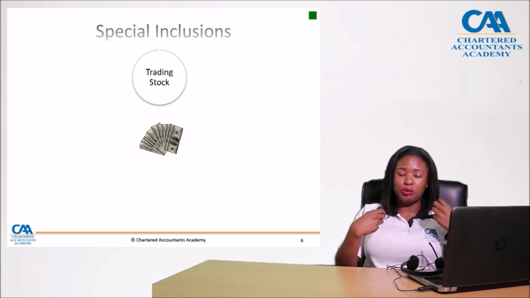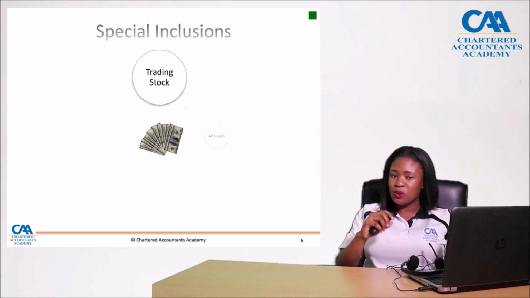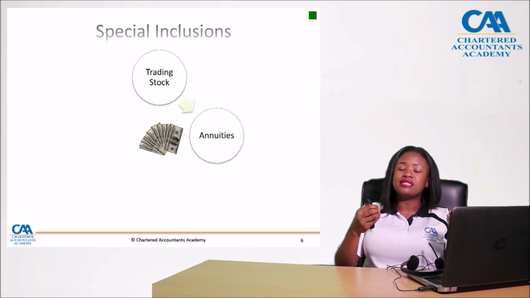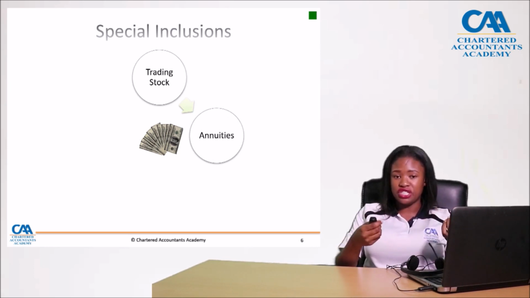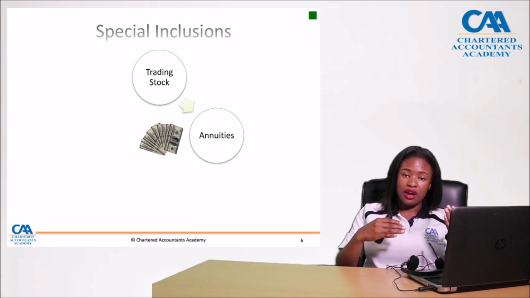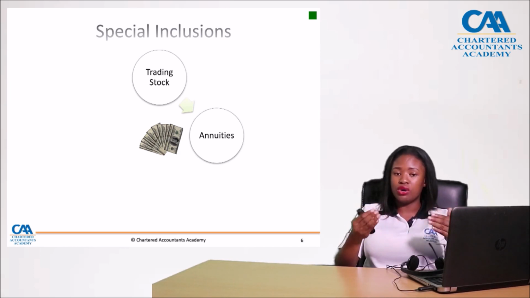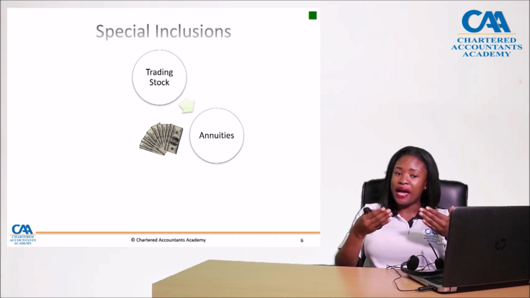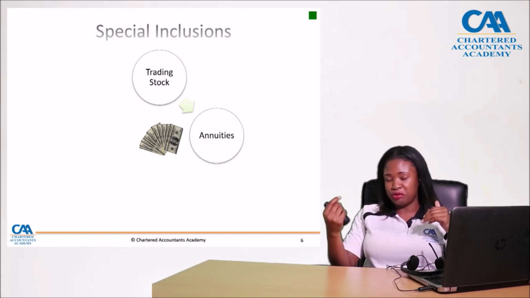Another special inclusion will be annuities. So annuities in general are regarded as capital in nature. That's why there is a need for a special inclusion. Some of the examples of annuities are purchased annuities. This is whereby you go to, for example, Old Mutual, and you tell them that after you retire, you want to be earning an amount of $200 every month. So they will tell you how much to contribute, and afterwards, they will then pay you back that $200.